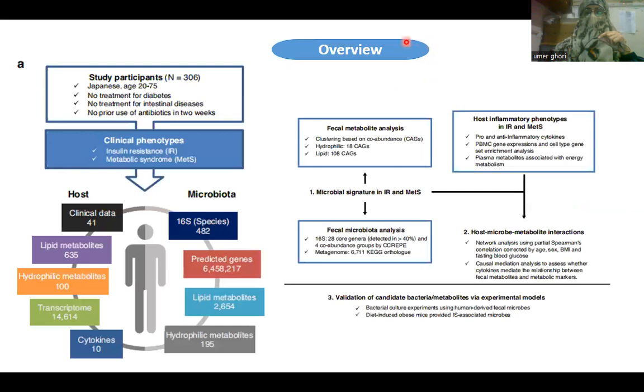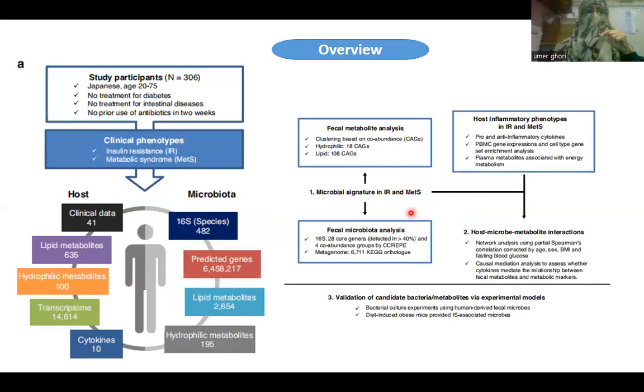So this is the overview of this research. A total of 306 individuals without a prior diagnosis of diabetes, diabetic medications, or intestinal diseases were included. Insulin resistance and metabolic syndrome were the main clinical phenotypes. For the host-microbe relationship, host factors such as clinical data, plasma metabolome, peripheral blood mononuclear cells transcriptome, and cytokines data were collected. Similarly, microbial factors such as 16S rRNA sequencing, shotgun metagenome, and fecal metabolome were also gathered in this study.